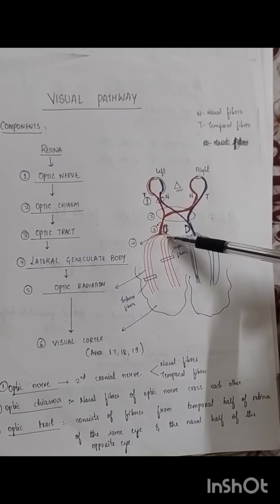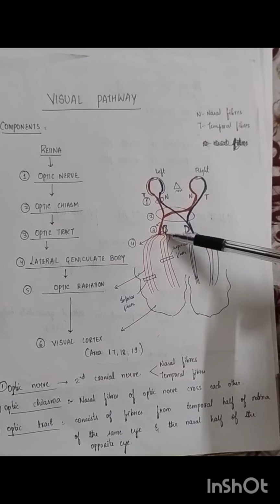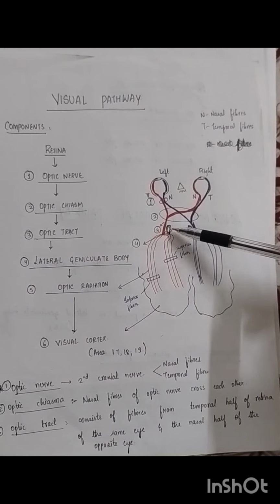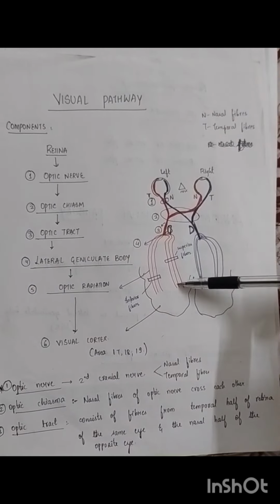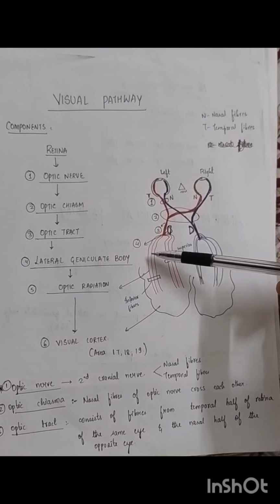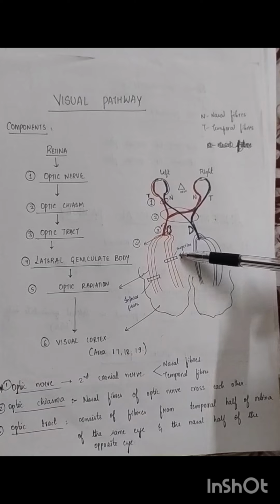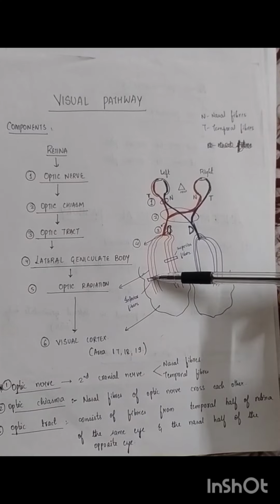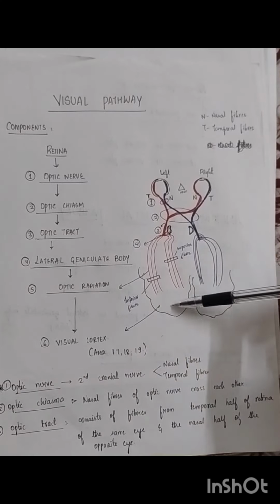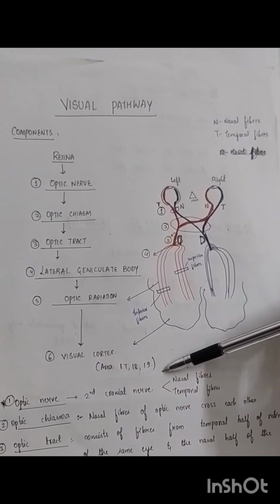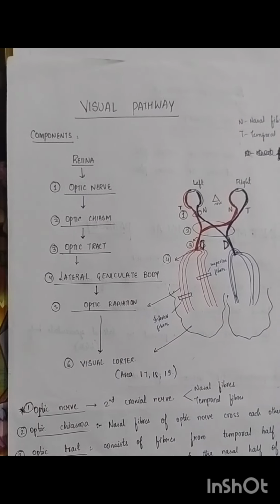This lateral geniculate body then continues forward as the optic radiation. The lateral geniculate body contains the third order neurons. The optic radiation has two parts: this is the superior fibers and these are the inferior fibers of the optic radiation, which finally come to the visual cortex, areas number 17, 18 and 19. So this is the visual pathway.